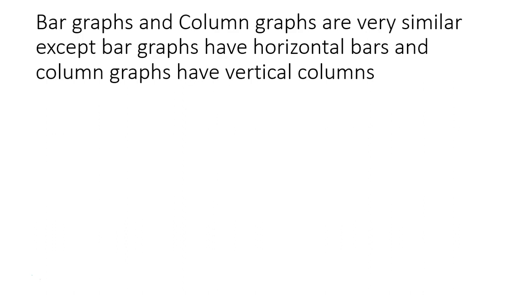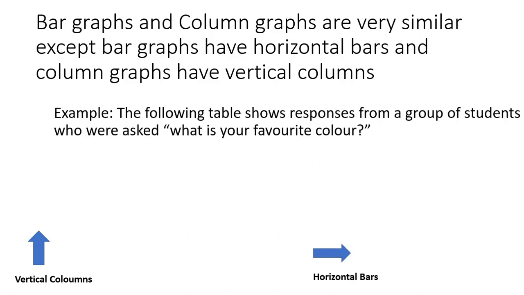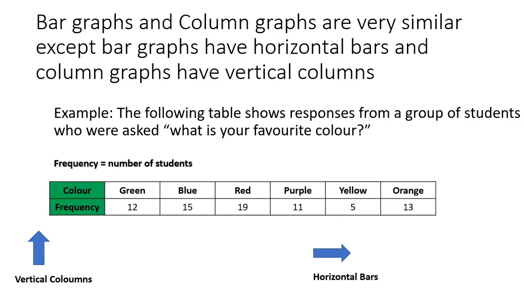Bar graphs and column graphs are very similar, except bar graphs have horizontal bars and column graphs have vertical columns. Vertical columns, horizontal bars. An example: the following table shows responses from a group of students who were asked, what is your favorite color? In this case, frequency is the number of students.